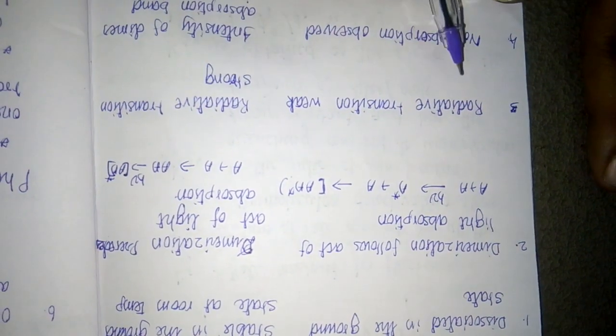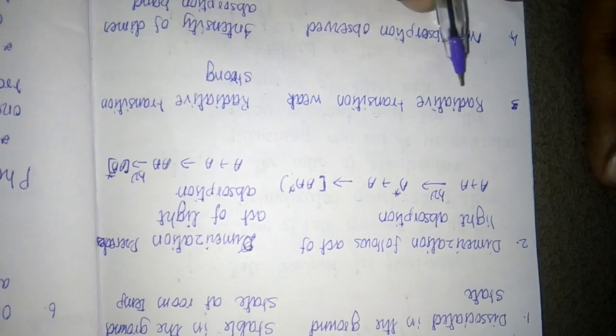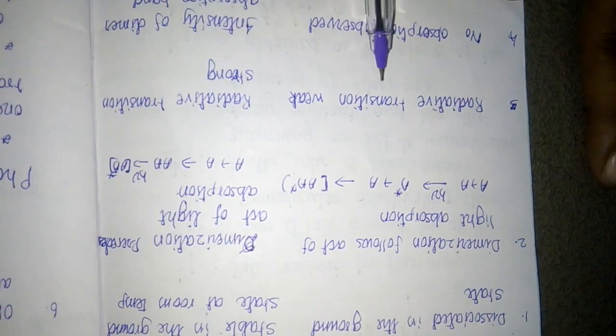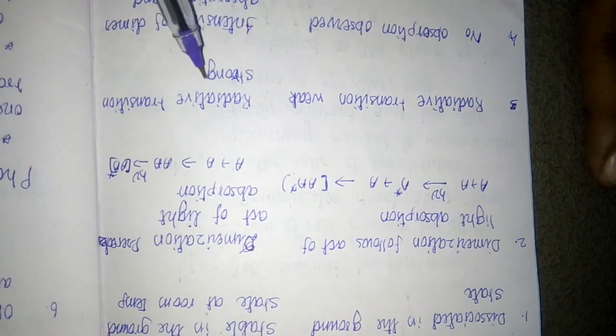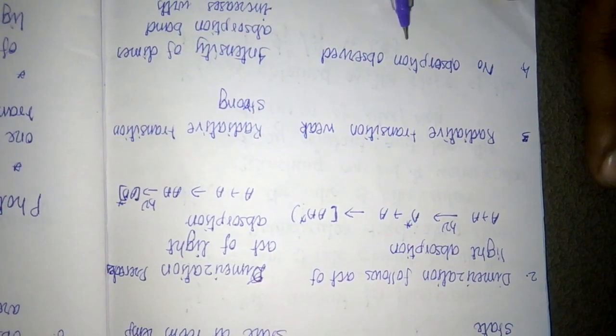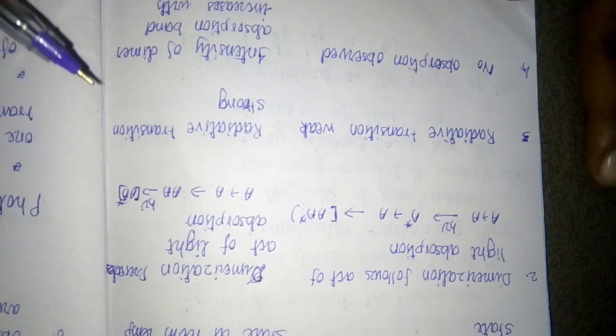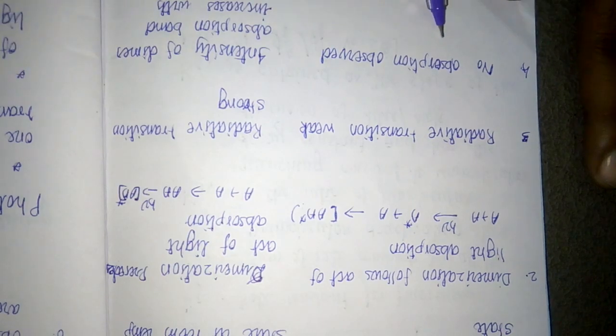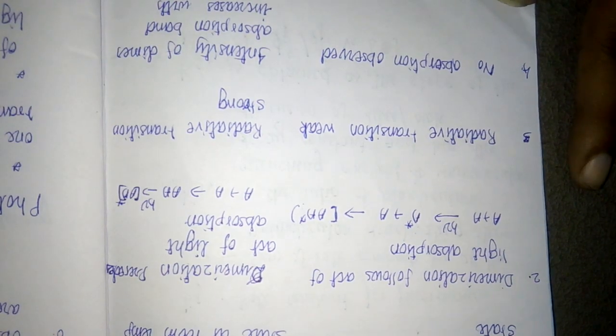The other difference is that in the excimer, radiative transition is weak, but in the exciplex, radiative transition is very strong. Another is that no absorption is observed in the excimer, meaning further absorption is not possible. But in the exciplex, the intensity of the dimer absorption band increases with concentration. When you increase the concentration, the exciplex will absorb more, but the excimer will not absorb.